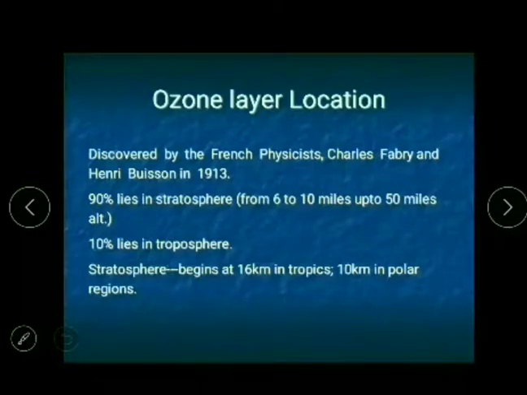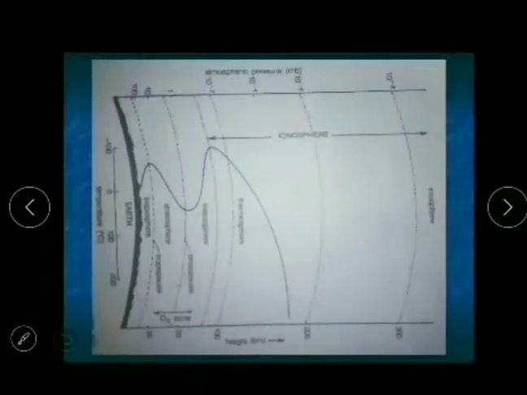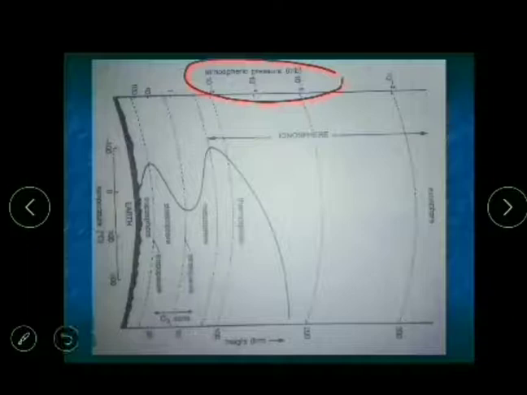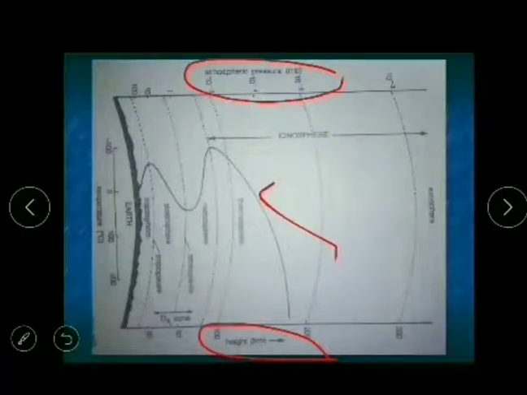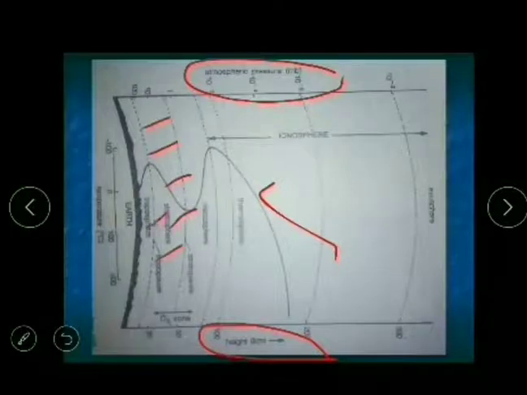So here you can see this is a graphical representation of atmosphere and different layers of atmosphere showing atmospheric pressure in millibar and also showing the vertical height of atmosphere in kilometers, and it also shows its temperature. This is the temperature curve. Okay, so this is the stratosphere. This is the stratosphere. Okay, and in this portion you can see lies ozone in stratosphere.